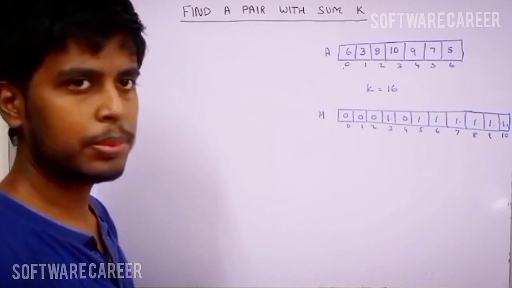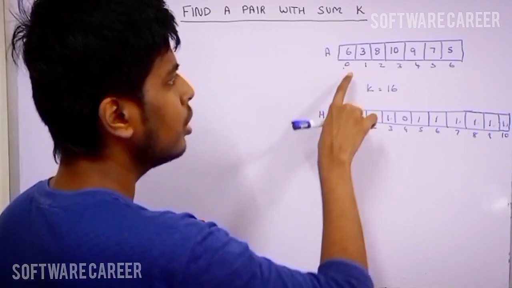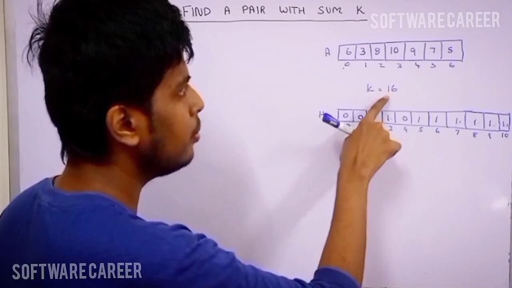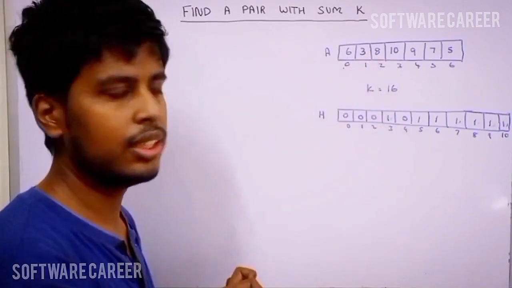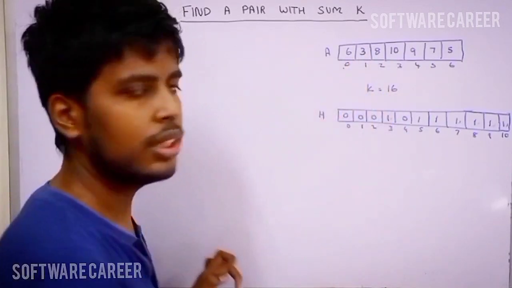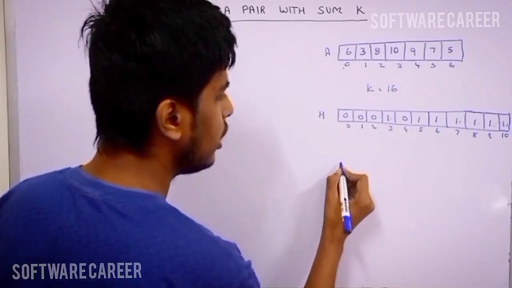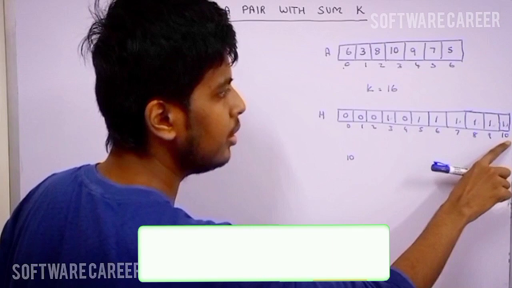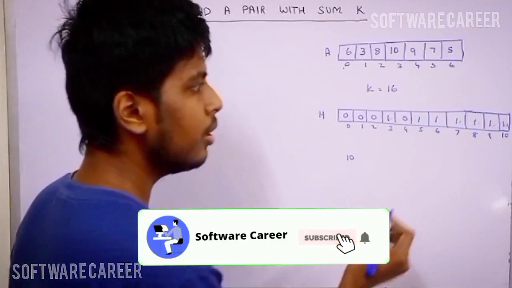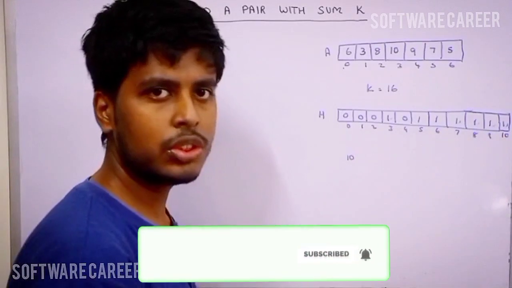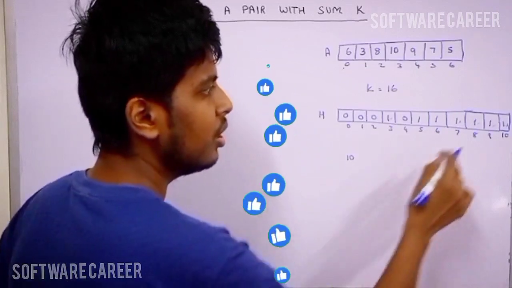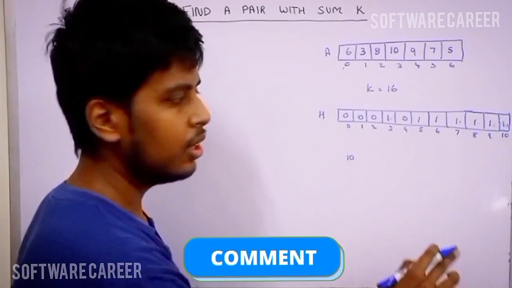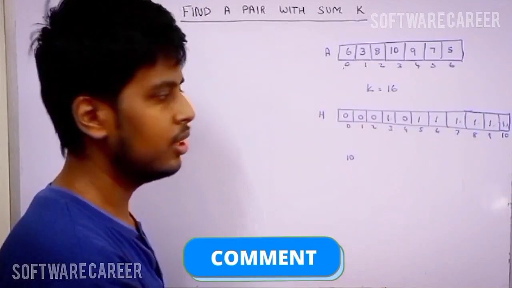Now the second step is to subtract: 16 minus 6, then 16 minus 3, 16 minus 8, like that. What is 16 minus 6? It is 10. Now you should search the 10th index of the hash table. If it is not equal to 0, that means it's not empty. Here 1 is there, see, so you can say that a pair is there.